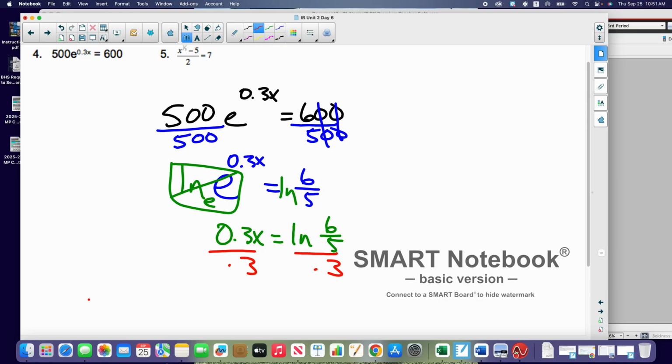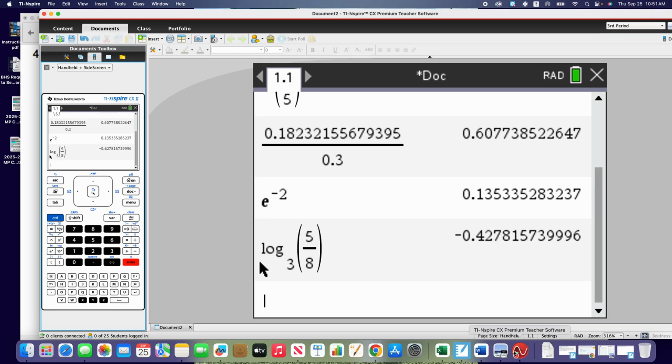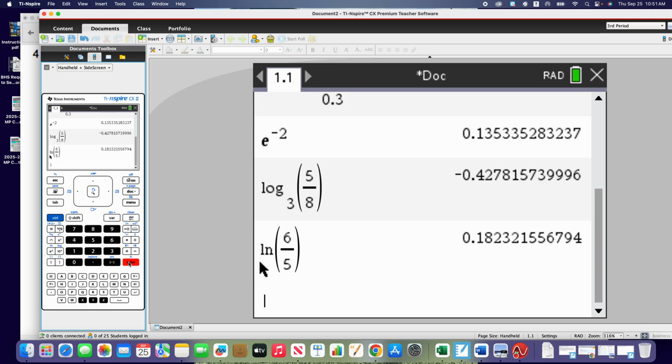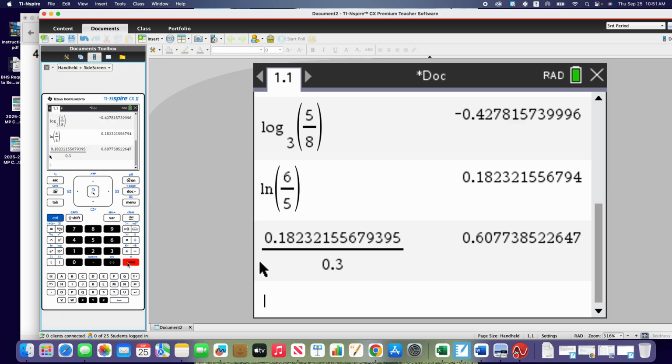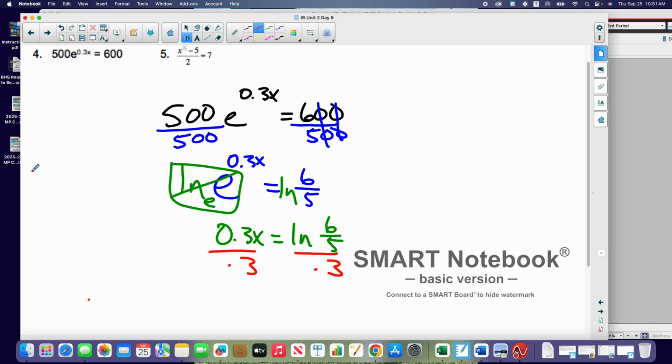So if I were to do this, natural log, where's natural log on my calculator? Right next to log. It's the e to the x. Control, e to the x. So I'm going to do 6 divided by 5, or 600 divided by 500. I'm going to get that answer, and then I'm going to divide that by 0.3. So my answer would be 0.608.